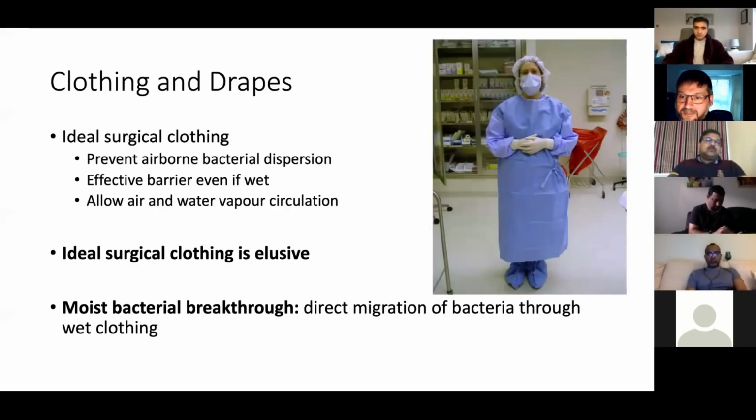Clothing and drapes. Now, an ideal surgical clothing should prevent airborne bacterial dispersion, be an effective barrier even if wet, and allow air and water vapor circulation for comfort. There is no ideal surgical clothing as yet. Any particular material has some benefits, but it also has some disadvantages. One important buzzword here is moist bacterial breakthrough. It is the direct migration of bacteria through wet clothing. You need to bring in that term if you're discussing clothing or draping.